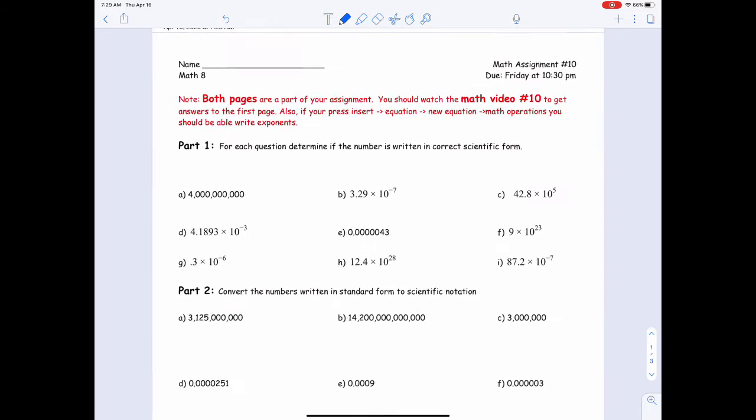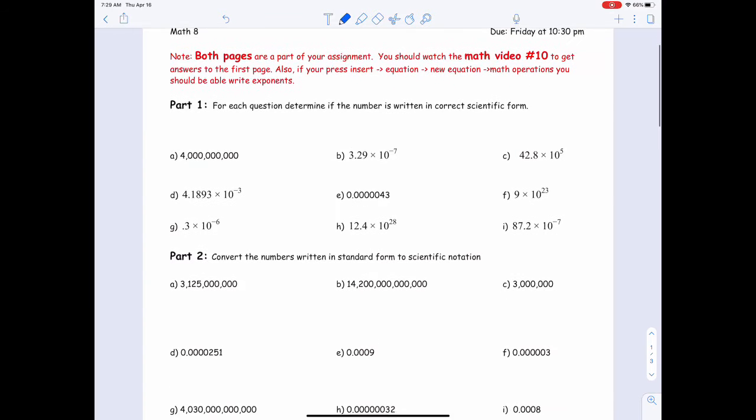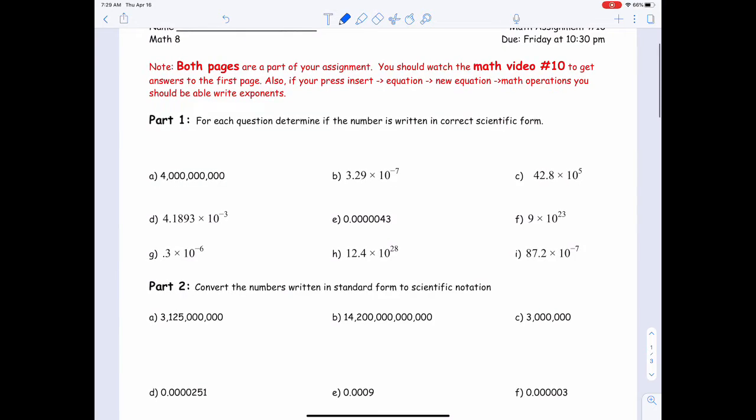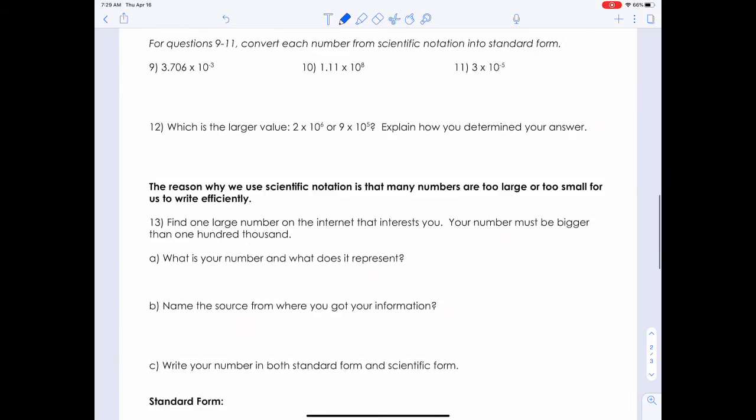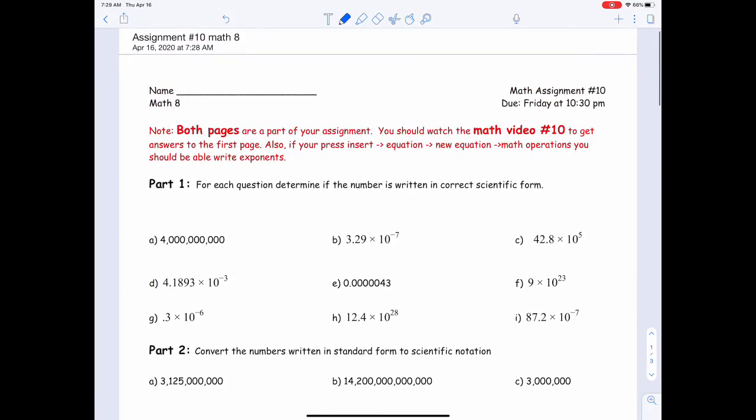Alright, so let's check out this math video. I see we had a difficult time with scientific notation. I can take some blame for that. Maybe the last video was a little confusing, so I'm hoping to clear up some misunderstandings, then we'll be good to go. So both these pages are due. I'm going to do pretty much the first page with you, and then you'll have this last page to do on your own. But both pages are due.